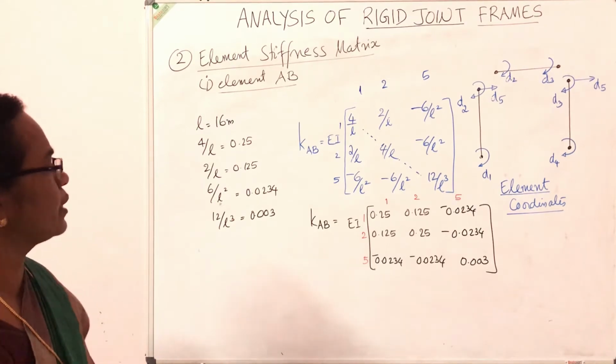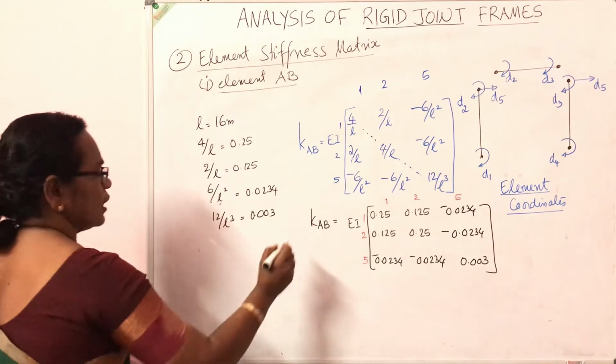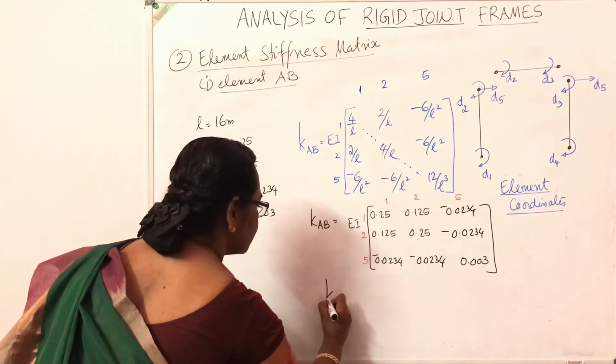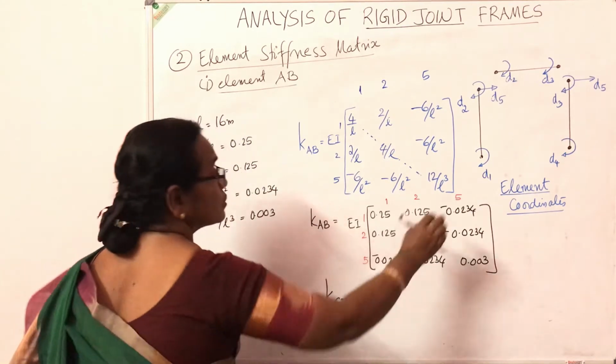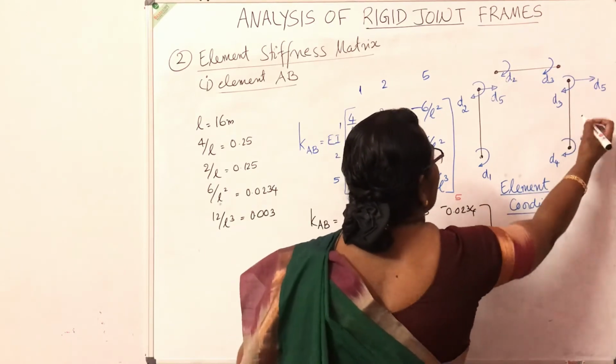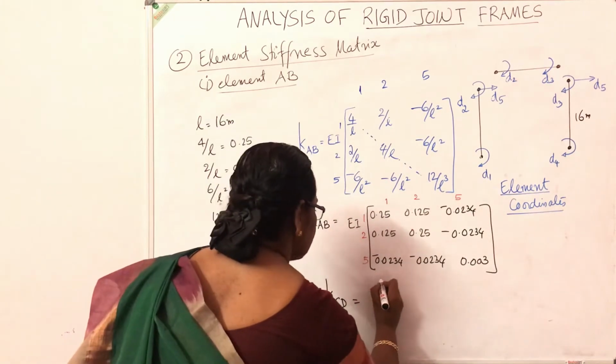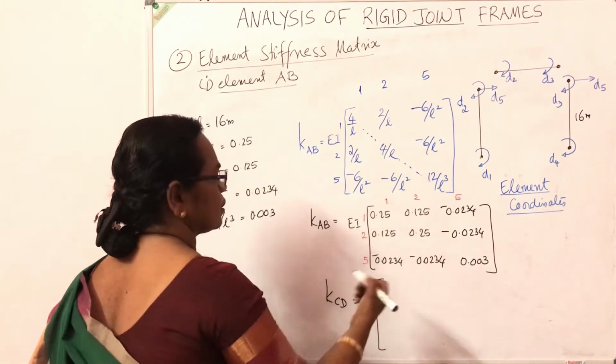Now, similarly, write the stiffness matrix. I will write the similar elements CD. For the element CD also, this column, coordinates are 3, 4, 5 and the length is same, 16 meter. So I just repeat it for this element CD. I am not going to recalculate it.